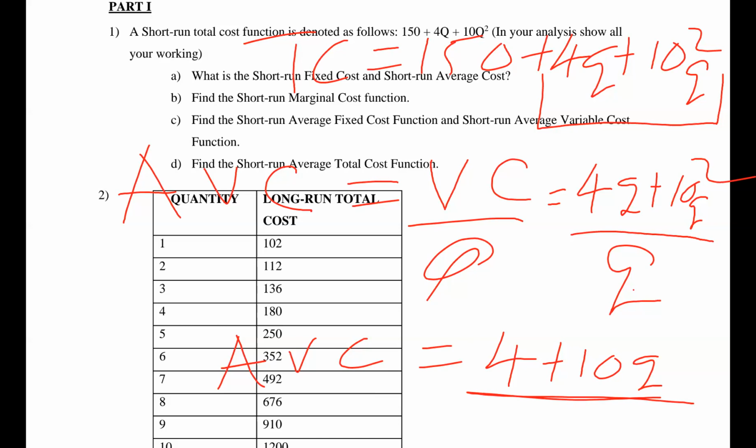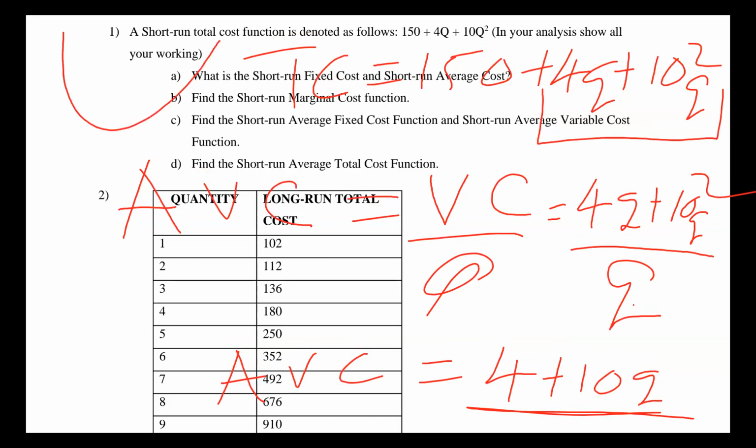Now, this is actually the mathematical proof of what we said the last time when I was teaching you the graphical representation of the cost. If you can remember how these graphs behave when you plot them, the average variable cost is U-shaped, isn't it? Yes, sir.